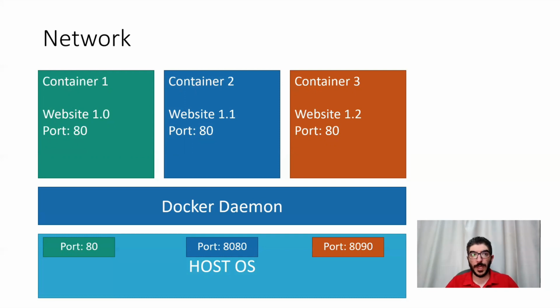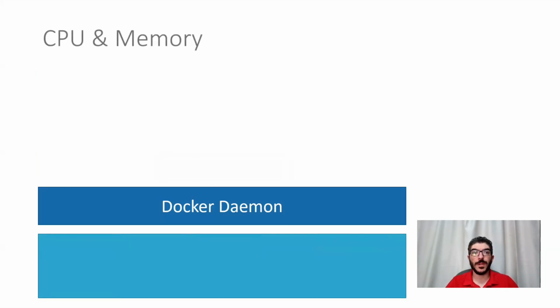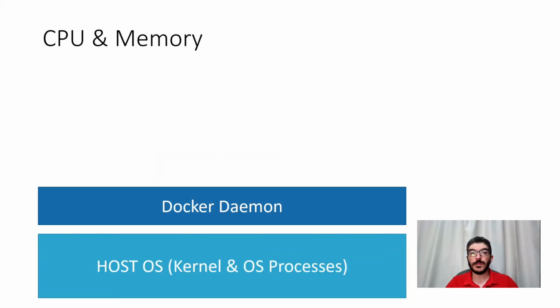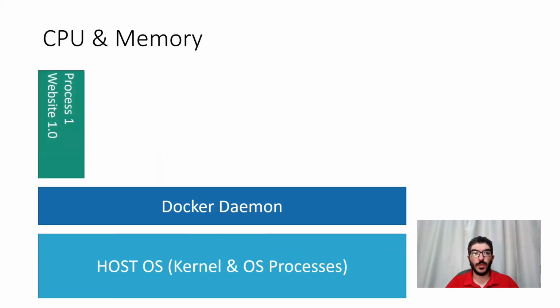Let's go to a different topic other than network. Let's talk about CPU and memory. Now we have a host OS. This host OS comes with a kernel and comes with other OS processes that are necessary for this operating system to operate. And then we tell Docker, please start container 1.